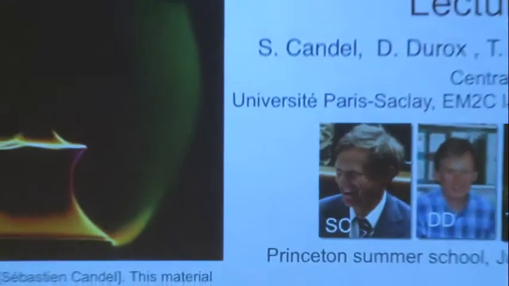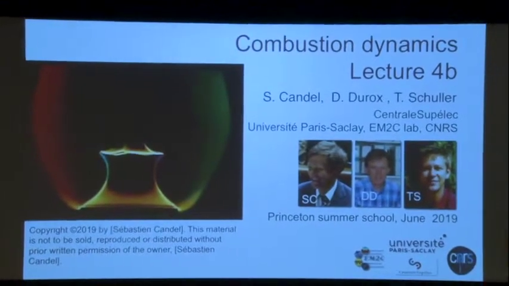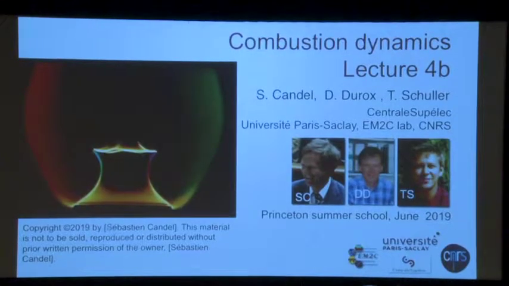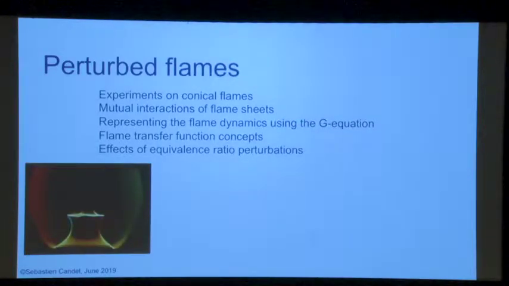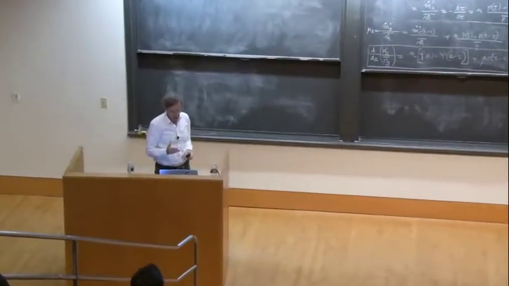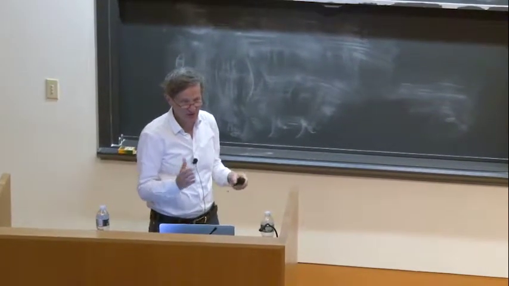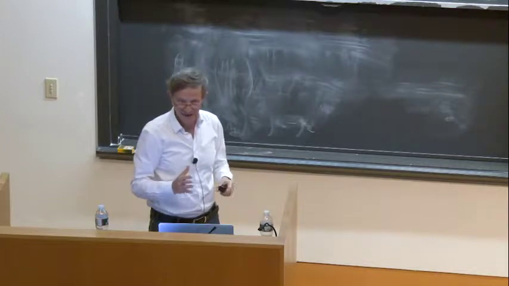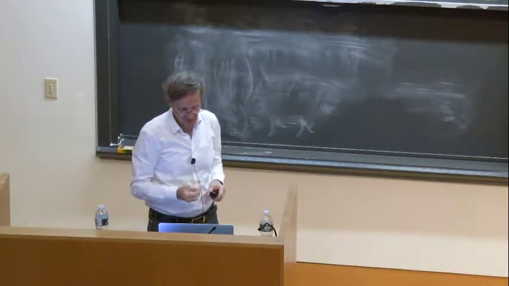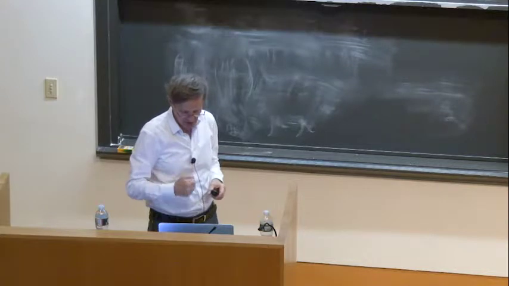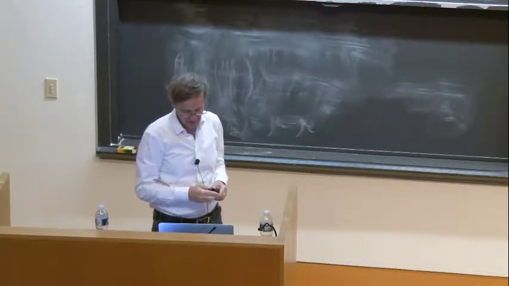All right, so now we take a new topic, which we have already touched on a few times: perturbed flames. What we are going to do is look at experiments on conical flames, those very simple flames. We start with something very simple, Bunsen flames. And then we will look at problems of mutual interactions between flame sheets. This is important. When two flame sheets get together, they interact, and this is one of the mechanisms producing very large changes in flame surface.